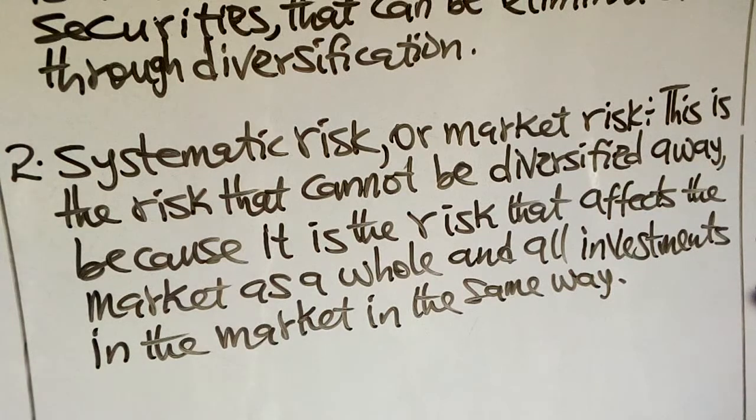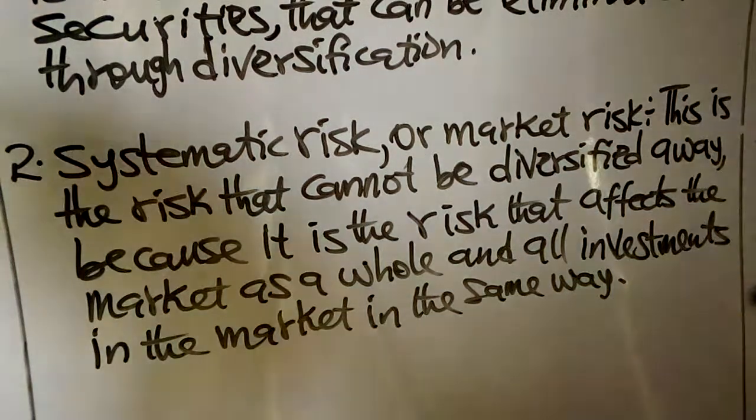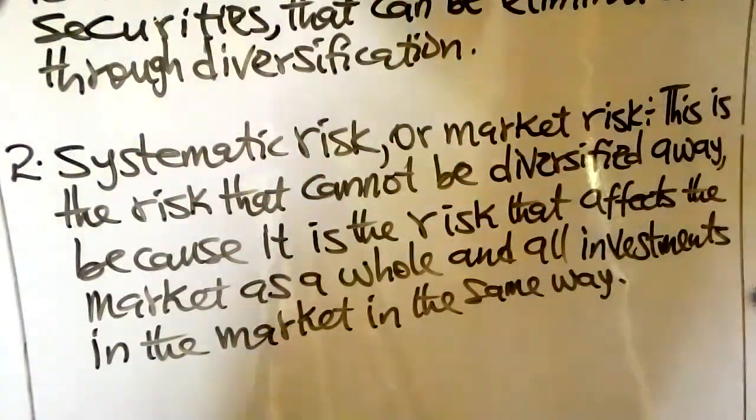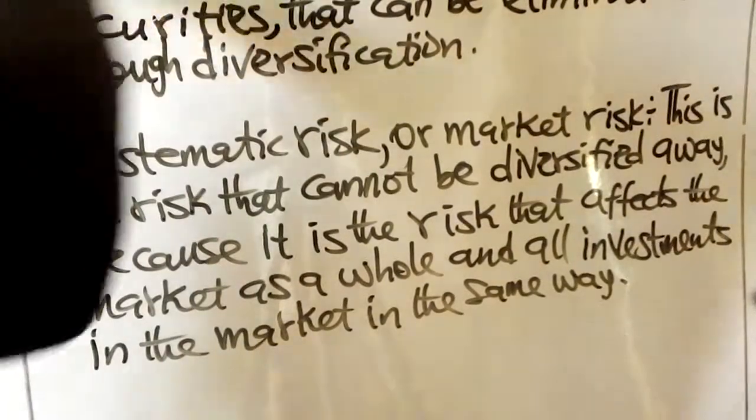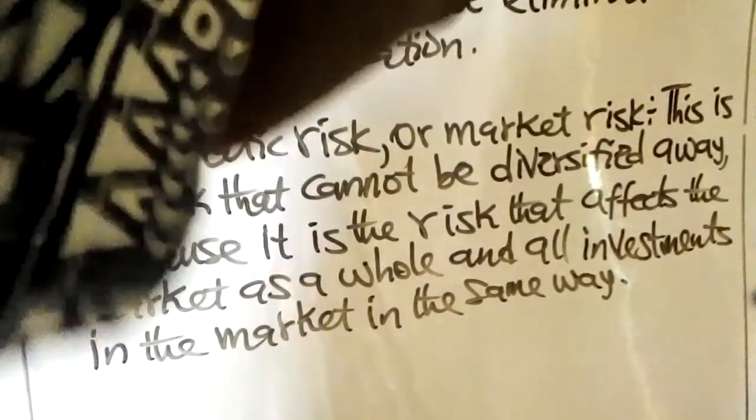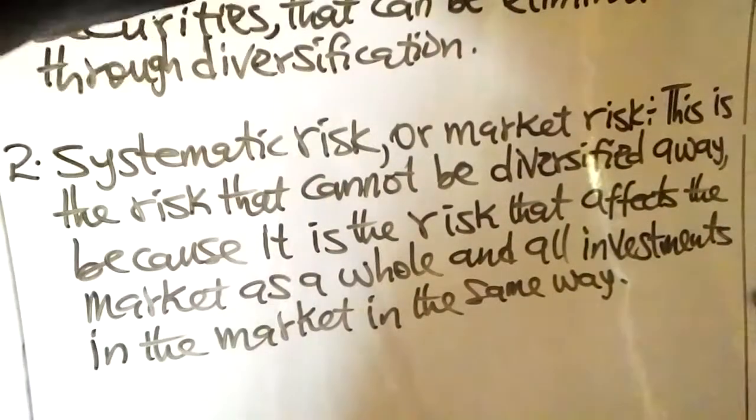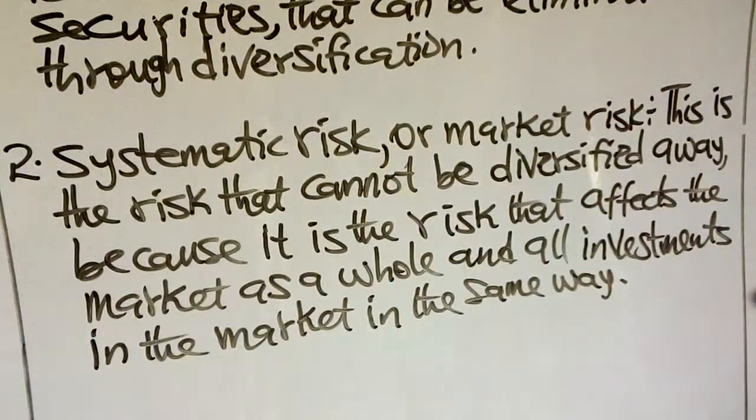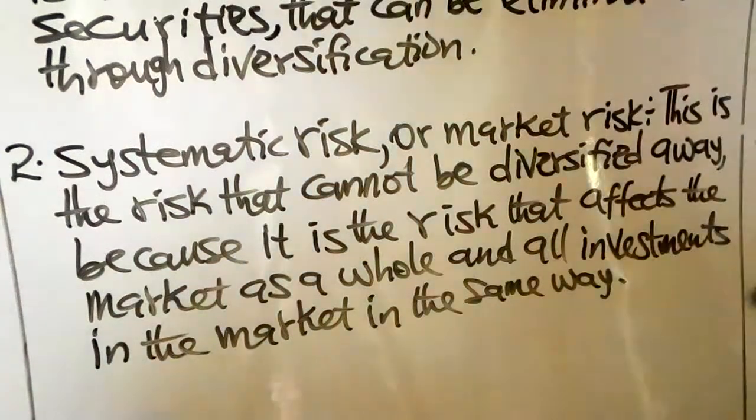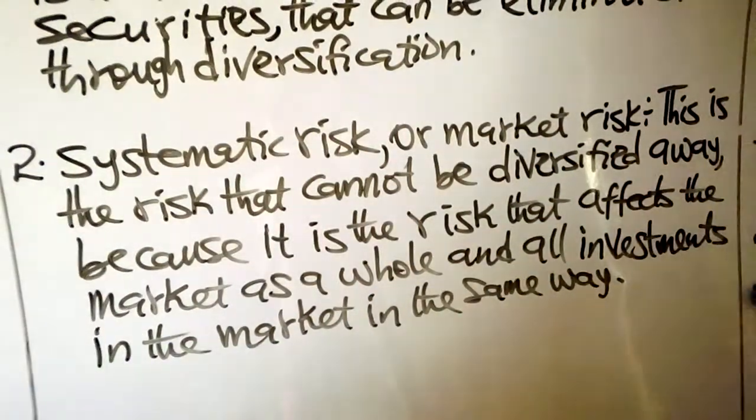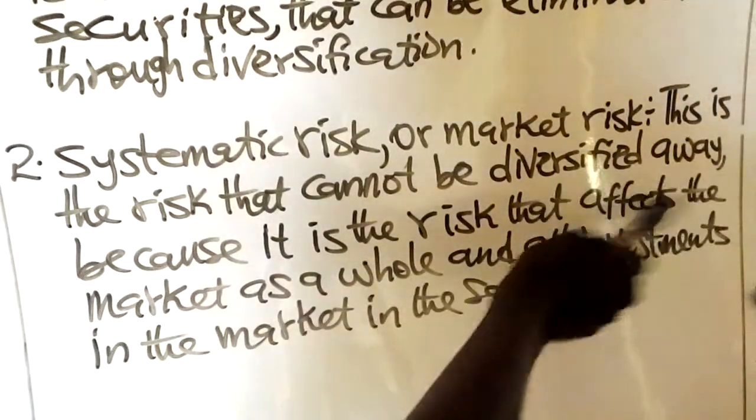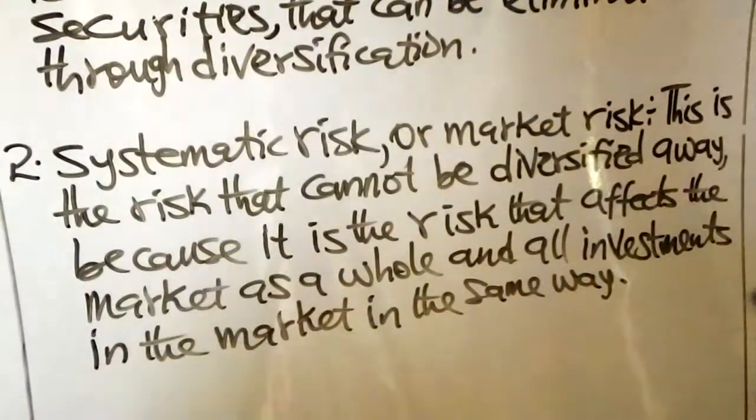The second one is systematic risk. Systematic risk can also be called market risk. Systematic risk is a risk that cannot be diversified away. It cannot be eliminated through diversification, because it is the risk that affects the market as a whole.